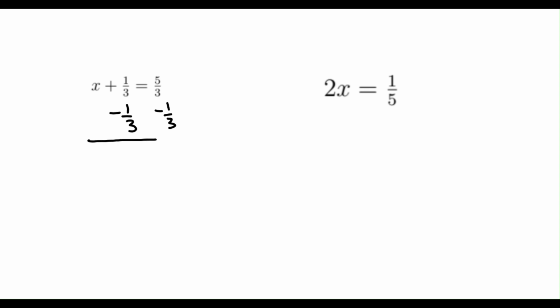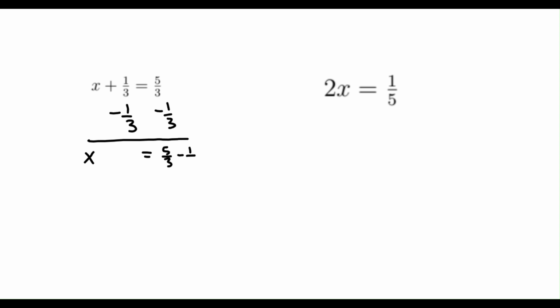Okay, so this is x plus 1/3 minus 1/3. Those are inverse operations, and those will sum to be 0. So this is like saying x plus 0, which again, we don't usually write that. Instead, we would probably just say just x. Okay. And then over here on the right-hand side, I have 5/3 minus 1/3.